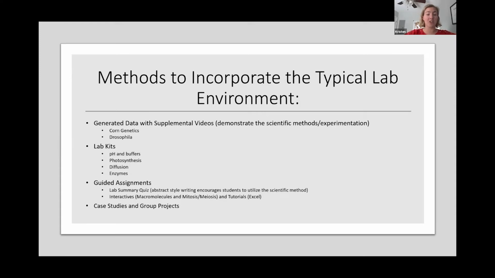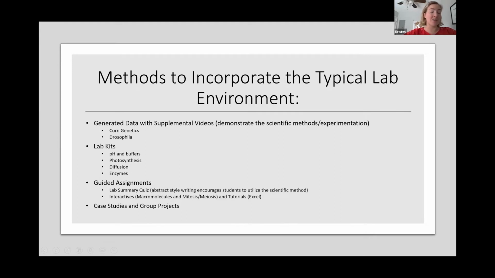The second one is our interactives. So we have 3 interactives that we use throughout the semester for Biology 101 labs here, one being on macromolecules, one looking at mitosis and meiosis. And then the third one is more of a tutorial style where we walk through with the students how to use Excel. So these actually were developed with Hayden McNeil, and they're really, really fantastic.